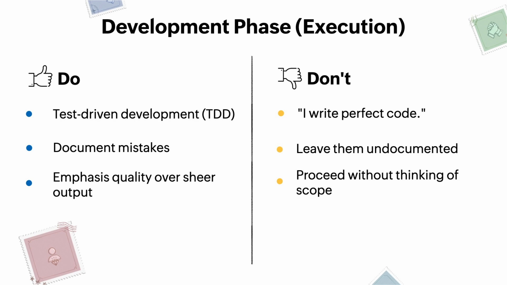During the execution phase, in the case of software development, we want test-driven development. So developing with the idea of testing it right afterward. Like I mentioned earlier, that word again, document your mistakes, because it'll make that process of solving it so much easier for the next person and decrease the time and cost that future projects are going to take. And do we really want to emphasize quality of the work instead of sheer output?